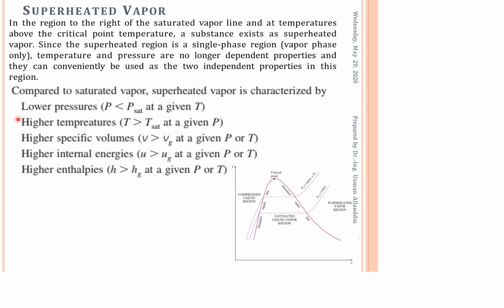So either you have low pressure, which is your pressure is less than saturated pressure at any given temperature, or higher temperature, which means your temperature is more than saturated temperature at a given pressure, or higher specific volume, or higher internal energy, or higher enthalpy. Then you can say that you are in a superheated region, and you will look into table number A6 for the values you need to find.